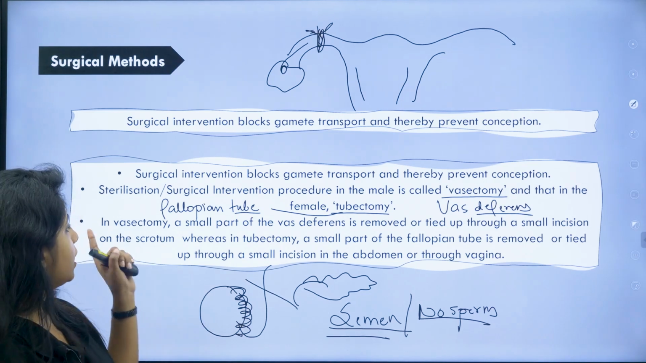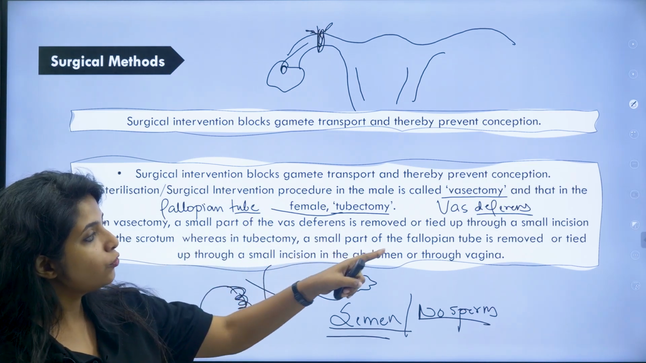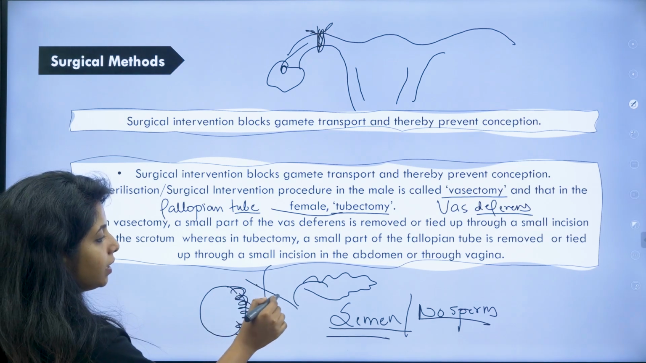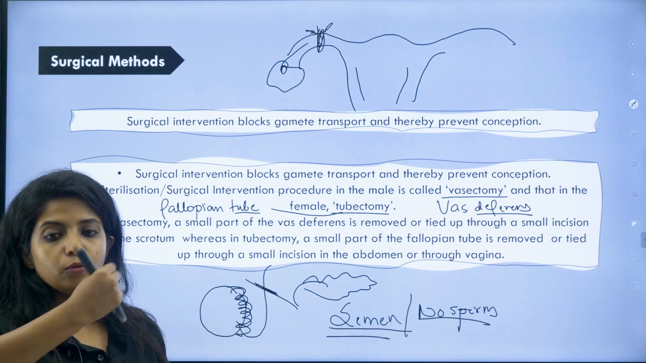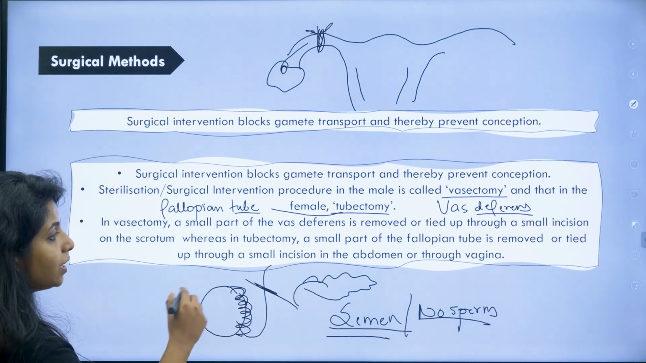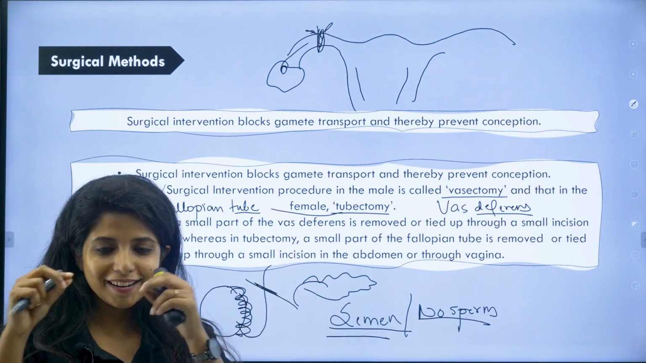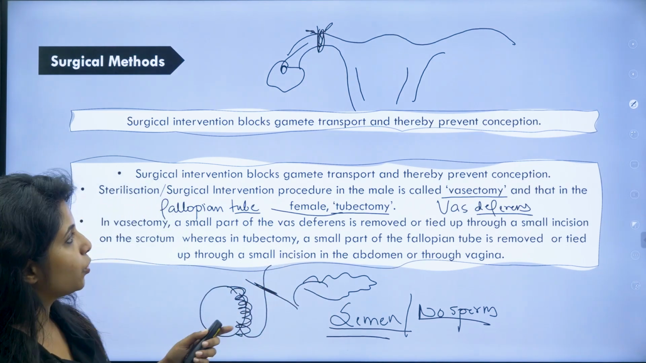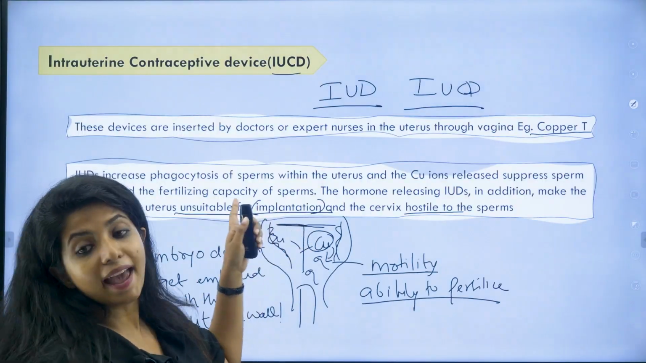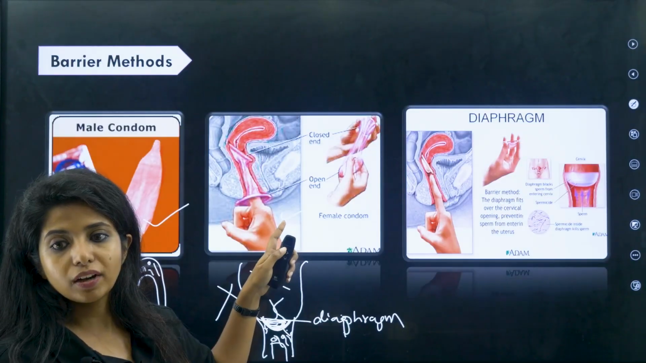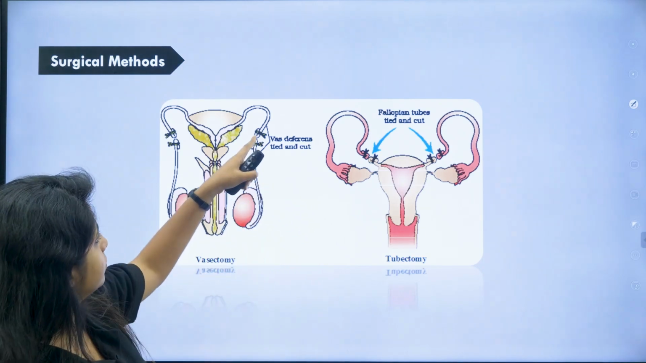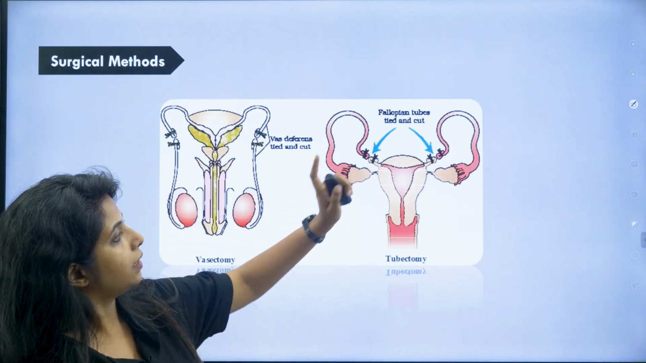So, in vasectomy, a small part of the vas deferens is removed or tied up through a small incision on the scrotum. From the scrotum only you can get it done. Whereas in tubectomy, a small part of the fallopian tube is removed and tied up through a small incision. It's not like they are floating around there, they are tied up. It's all safe. That is what you mean by surgical method, and here gamete transport is majorly affected. Sperm motility and the uterus wall are not affected. Here nothing else is affected, you are just providing a physical barrier. See, this is cut and tied, cut and tied.